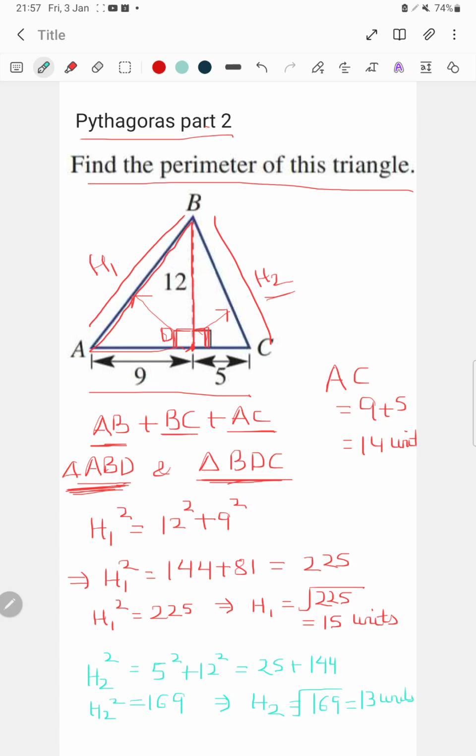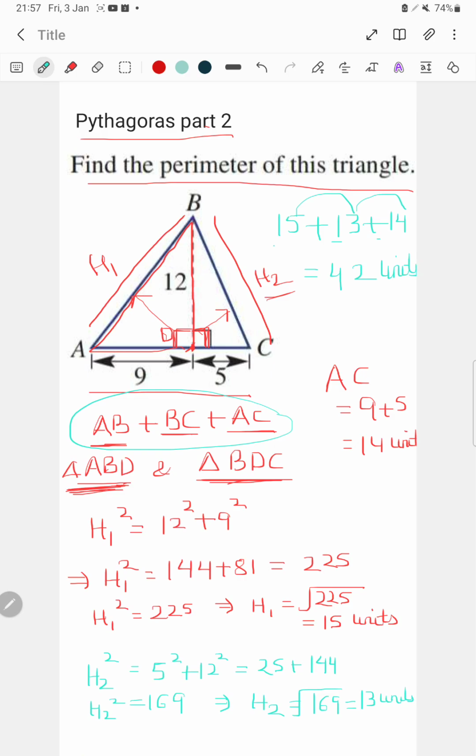Now if I need to find the perimeter, which is equal to AB plus BC plus AC, AB is basically H1, which is 15 units. Then BC is 13 units, and then AC is 14 units. So we will add up all these values. 5 plus 3 is 8, 8 plus 4 is 12, and then we carry 1, plus 1 is 2, 3 and 4. So this is 42 units. So the perimeter of this triangle ABC is 42 units.